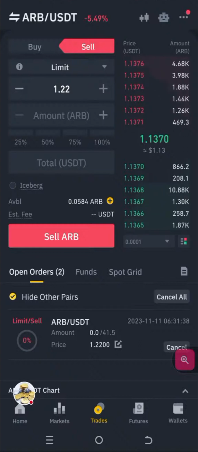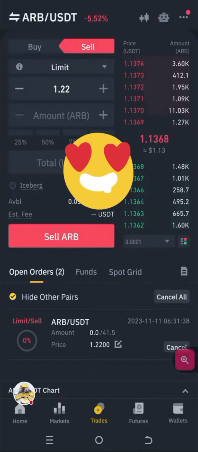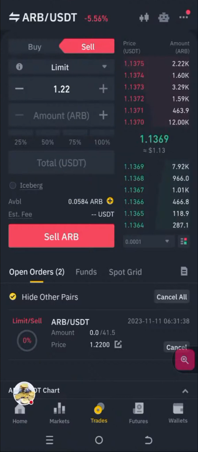So for me, I hope I've been able to convince you and not confuse you that limit order is still the best. So that's just a little tutorial about OCO versus limit order.